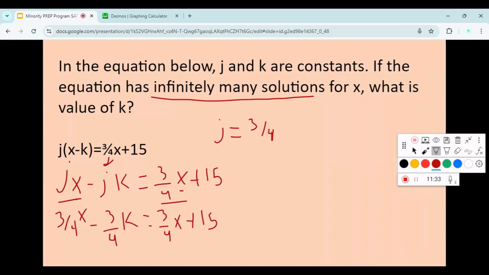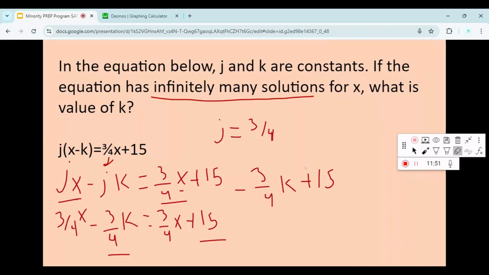Now we need to solve for k and think about what value of k will get me positive 15, so that these equations can be exactly identical. So we can just set up a mini equation here. And from there, we can see that k would have to be negative 20.